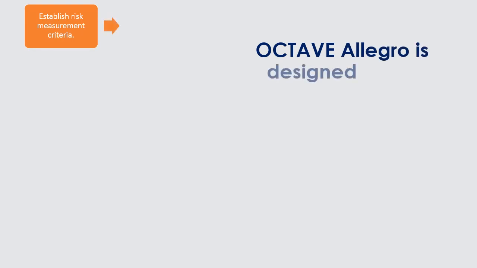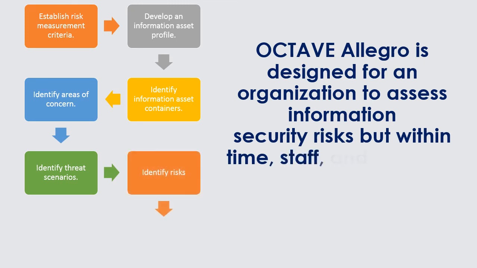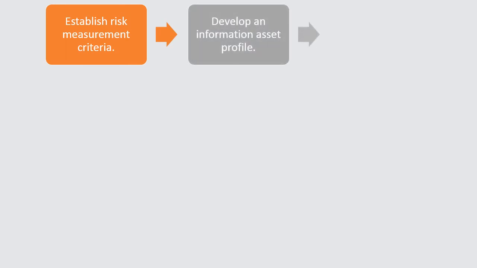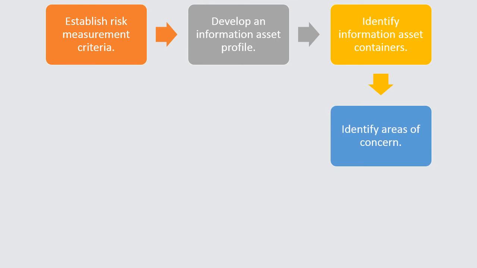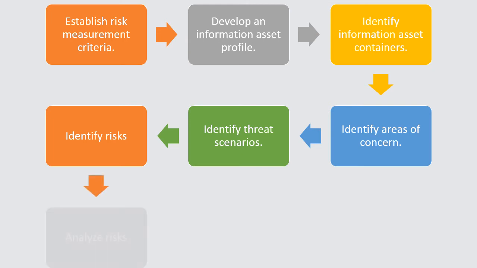OCTAVE Allegro is designed for an organization to assess information security risks but within time, staff, and resource constraints. The OCTAVE Allegro methodology consists of the following steps: 1. Establish risk measurement criteria. 2. Develop an information asset profile. 3. Identify information asset containers. 4. Identify areas of concern. 5. Identify threat scenarios. 6. Identify risks. 7. Analyze risks. 8. Select a mitigation approach.